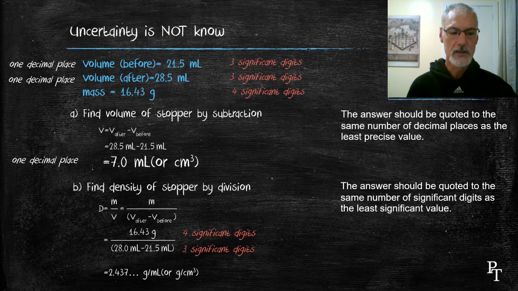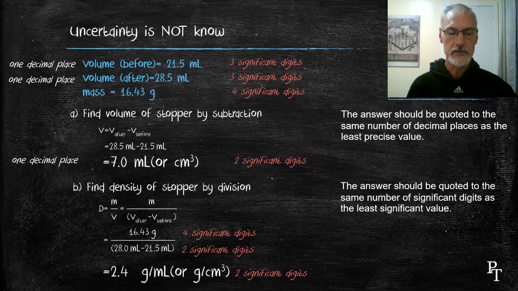because that's my least significant number. But recall that in order of operations, when we do the subtraction of those two volumes, we arrive at 7.0 milliliters, which really only has 2 significant digits in it, the 7 and the 0. As a result, that number on the bottom only has 2 significant digits, and my final answer should only have 2 significant digits. As a result, I would round that final answer off to 2.4 grams per milliliter, or grams per centimeter cubed. So those are our two rules governing, first of all, subtraction and addition, we look at decimal places. However, when we're multiplying and dividing, we look at significant digits.